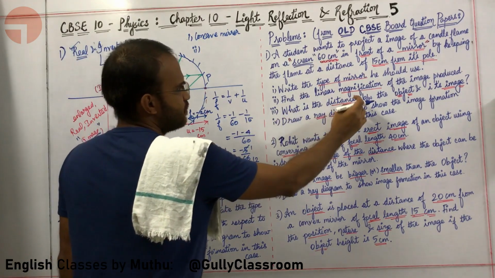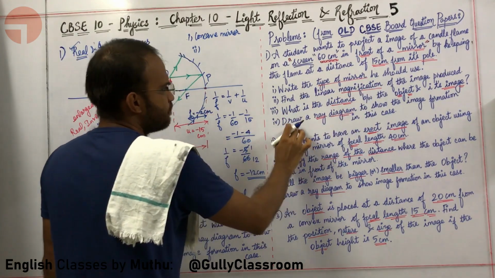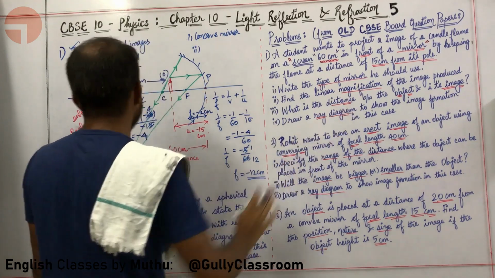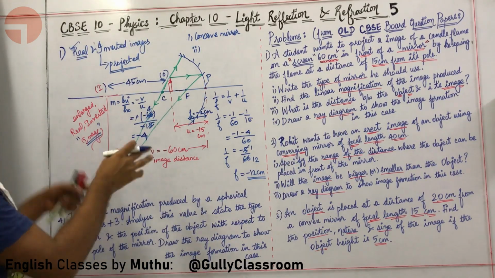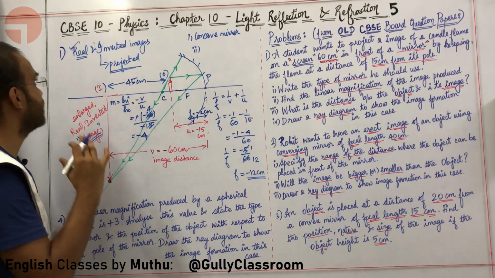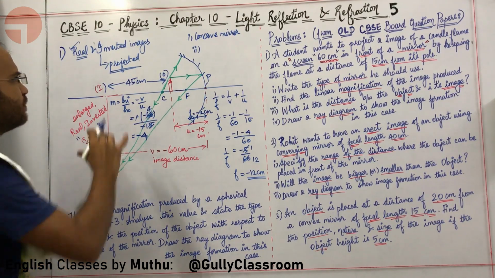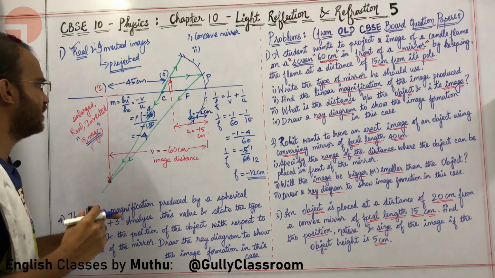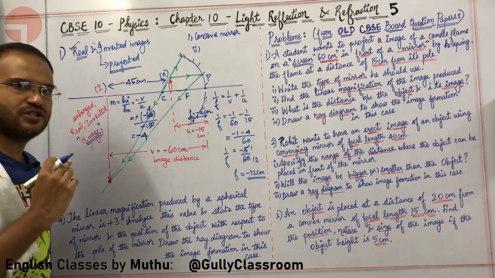So I know the distance between the object and its image. Draw a ray diagram to show the image formation in this case. Absolutely, this is the ray diagram to show the image formation in this particular case. Are you able to understand how I did the first problem? The model of this first problem is very, very important with respect to CBSE board exams.